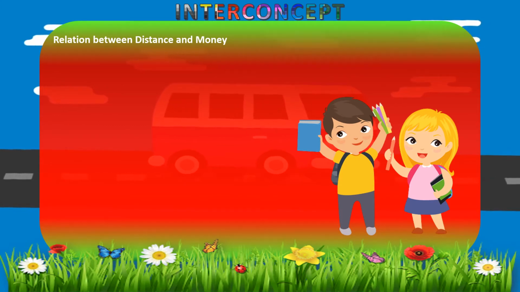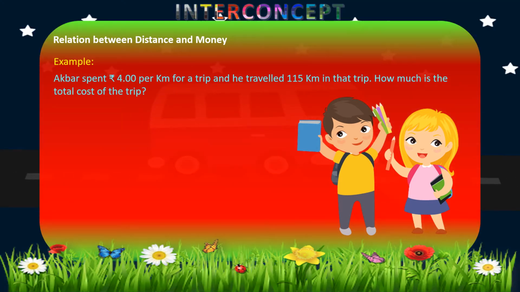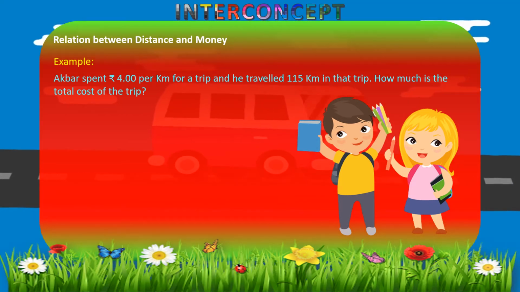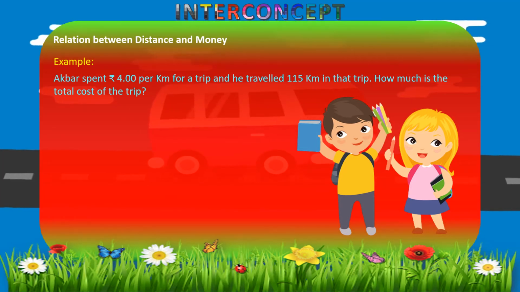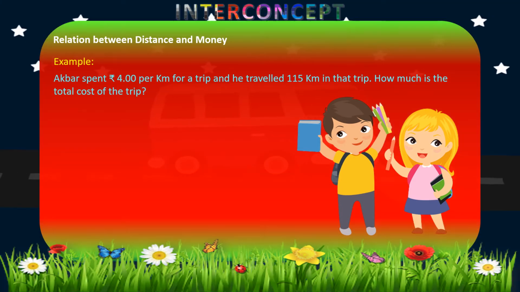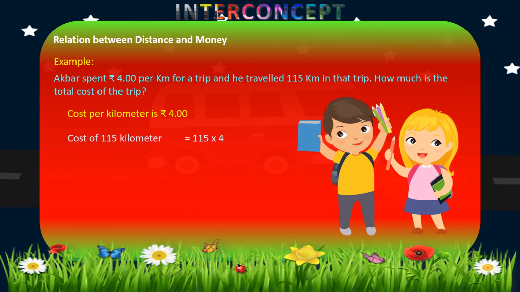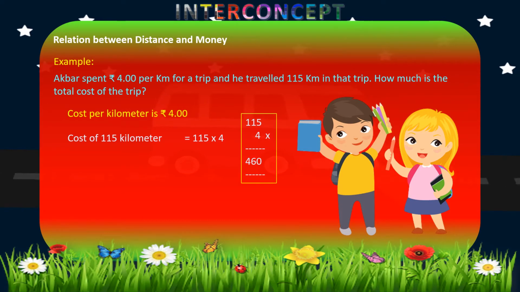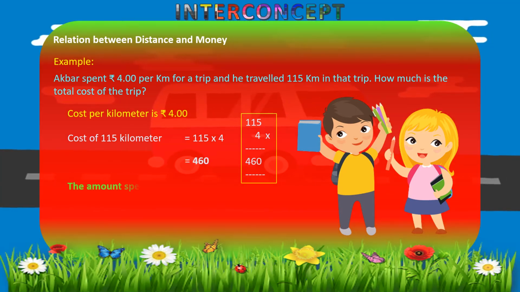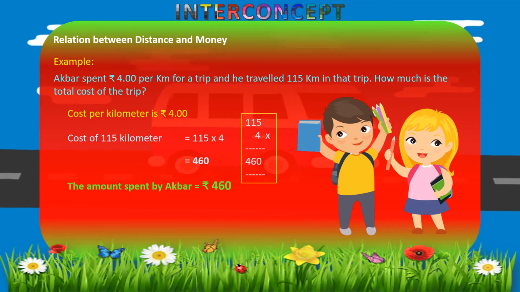The next topic is relation between distance and money. Akbar spent rupees 4 per kilometer for a trip and he travelled 115 kilometer in that trip. How much is the total cost of the trip? Cost per kilometer is 4 rupees. The cost of 115 kilometer is 115 into 4. So the answer is 460. The amount spent by Akbar is rupees 460.